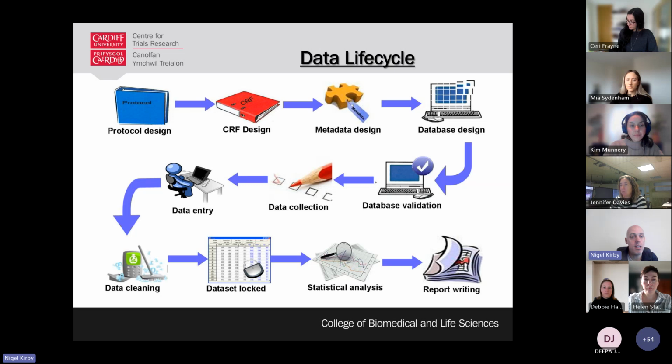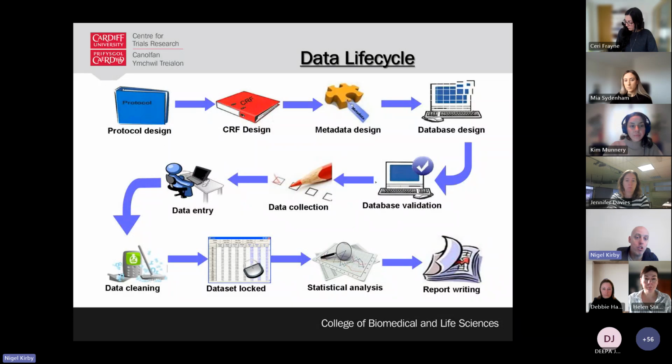So this is the data lifecycle of a clinical study. We start off with the protocol design, and in that protocol, it will say what our research question is, what our primary and secondary outcomes are, and what data we're going to be collecting to be able to achieve that. Then we move through to our case report form design and what we call in the Centre for Trials Research our metadata design. Some of the presentations later on will touch a bit more on this, but this is essentially building up our questions that we're going to ask in the study.